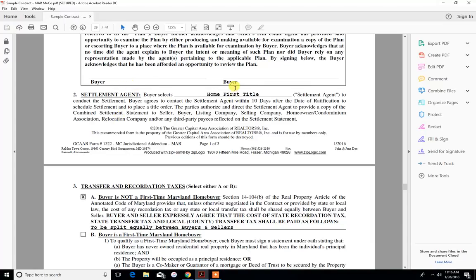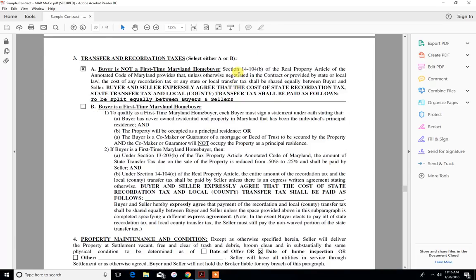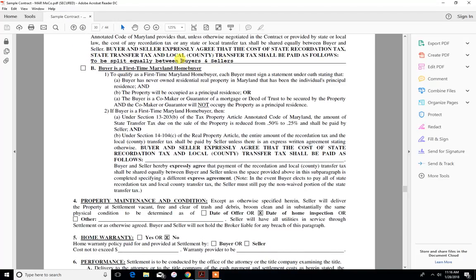Settlement agent. So we're going to have Home First Title do the settlement. If they're a first-time buyer, you guys are a first-time buyer. So this explains that you're not a first-time buyer. Transfer and recordation fees are going to be split equally between buyers and sellers. If they are a first-time buyer, we talked about this earlier.